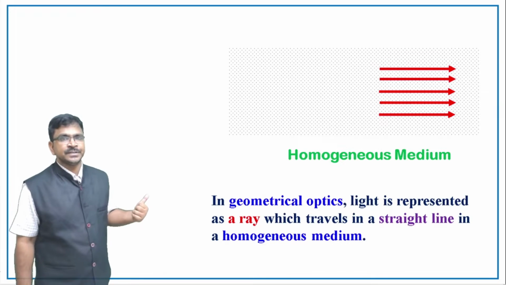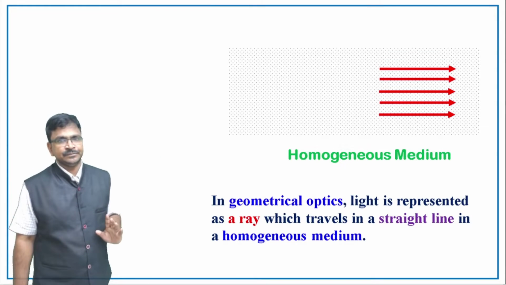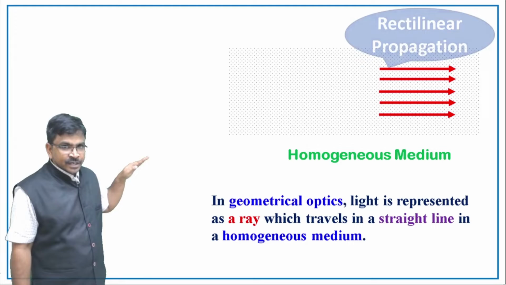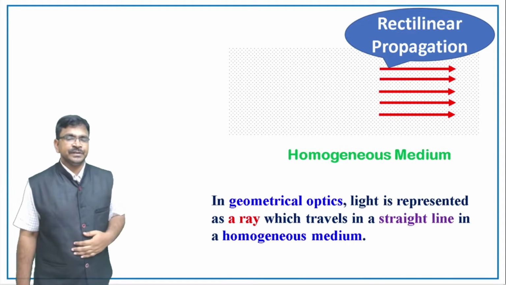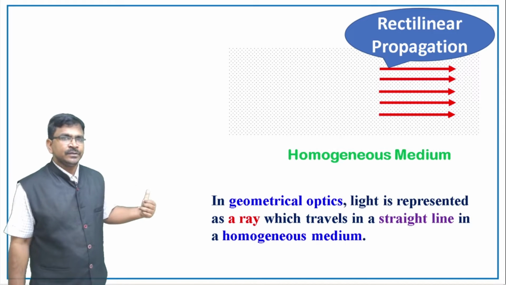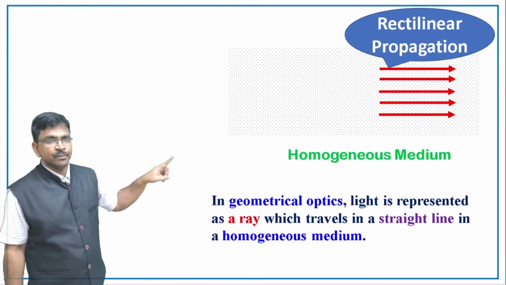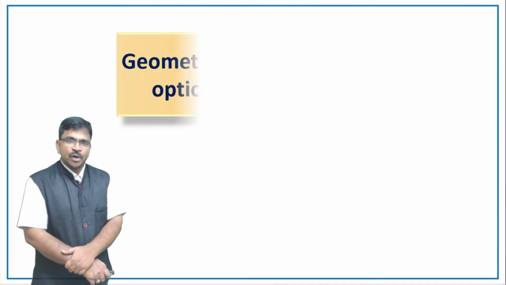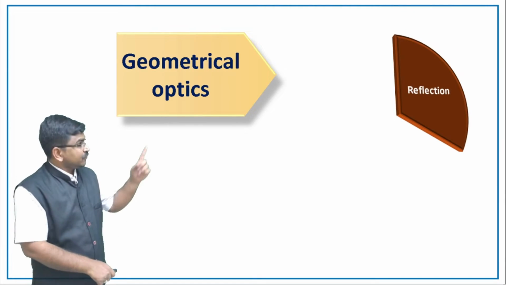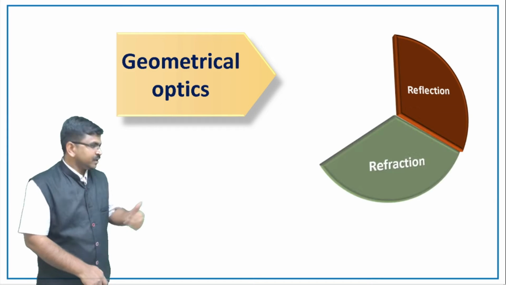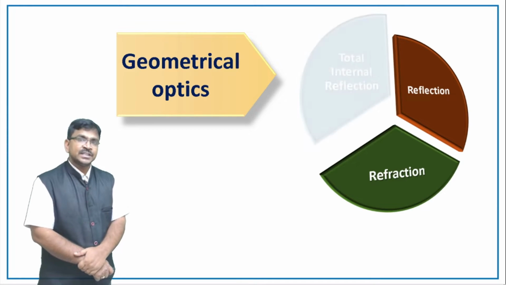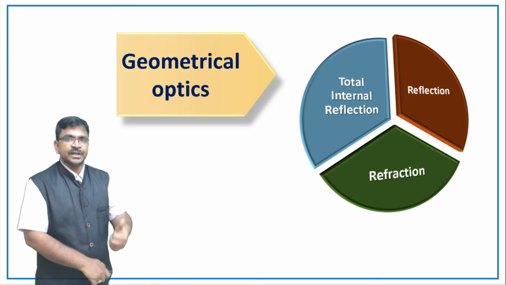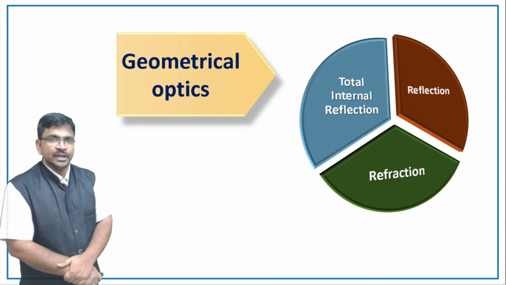In geometrical optics, light is considered as a ray and it travels in a straight line. This propagation of light in a straight line is also called rectilinear propagation. The study of light by treating it as a ray is called geometrical optics. Geometrical optics can explain reflection successfully, refraction successfully, and total internal reflection, TIR, successfully.